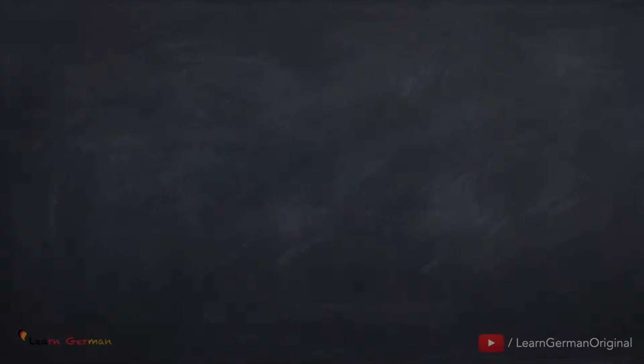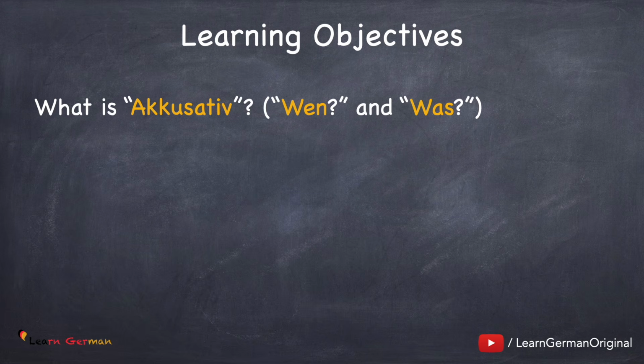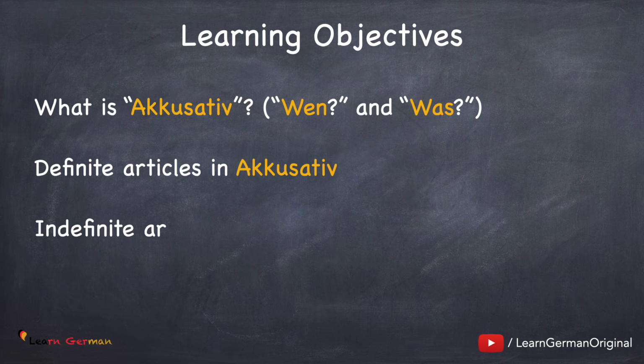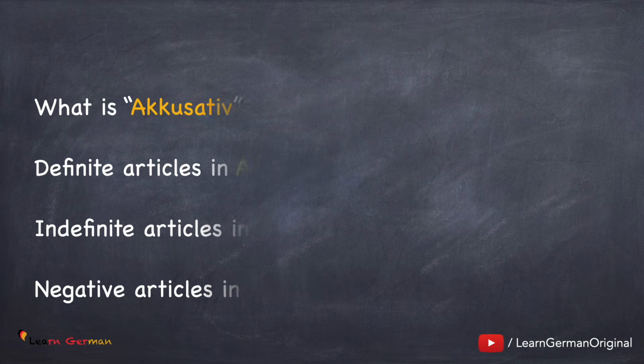So let's see what all we are going to do in this chapter. Firstly, we will be learning what is accusative. What are the questions wen and was? And then we'll be learning the definite, indefinite and negative articles in the accusative case.